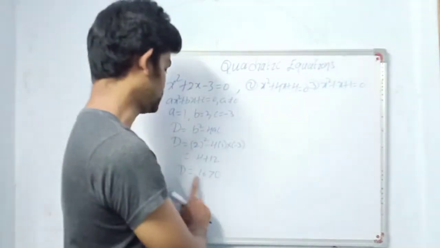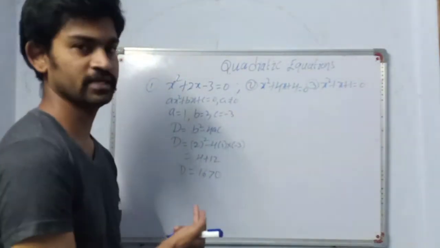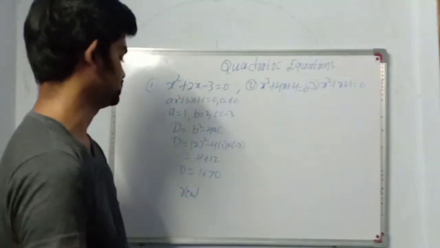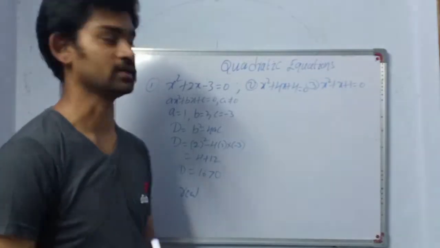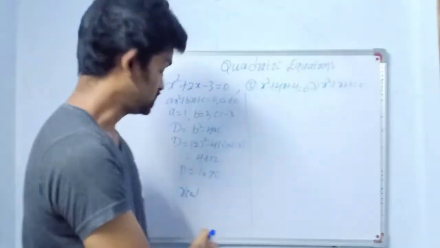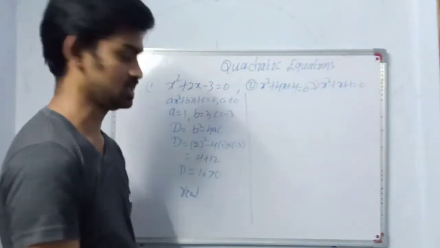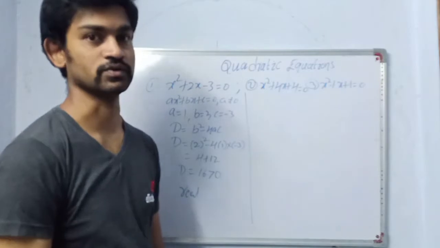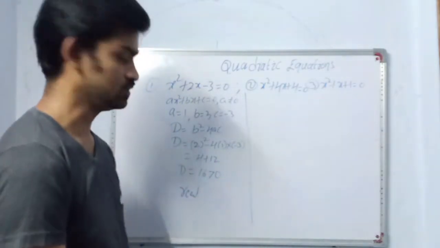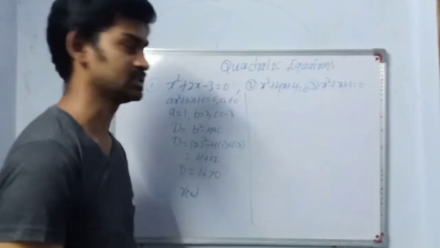When d value is greater than 0, what is the condition? How will the roots be? Real. So the given quadratic equation will have real roots. Second one: here, real and distinct roots. Roots will be different, they are not equal. Distinct is nothing but different. It will have different roots. When d is greater than 0, roots are real and distinct.